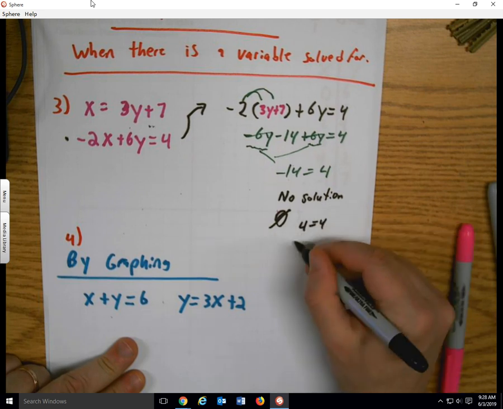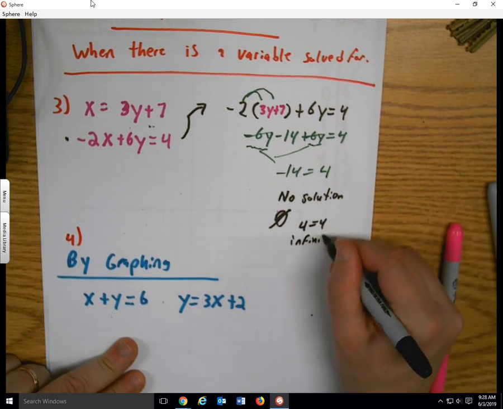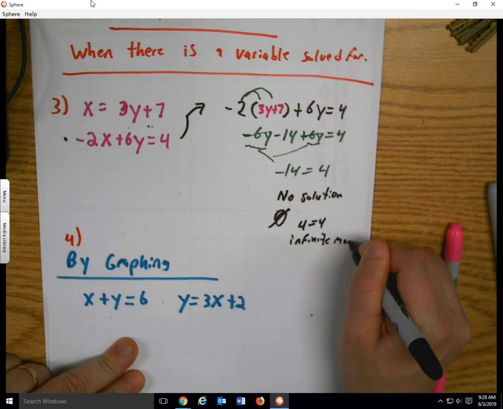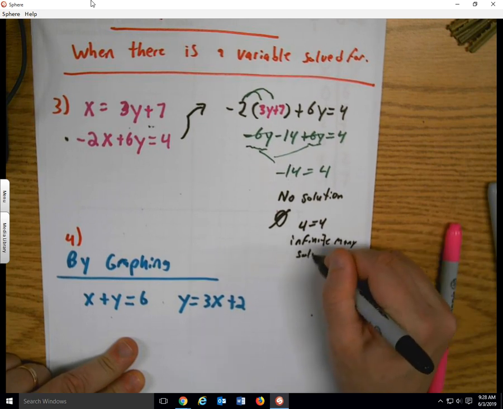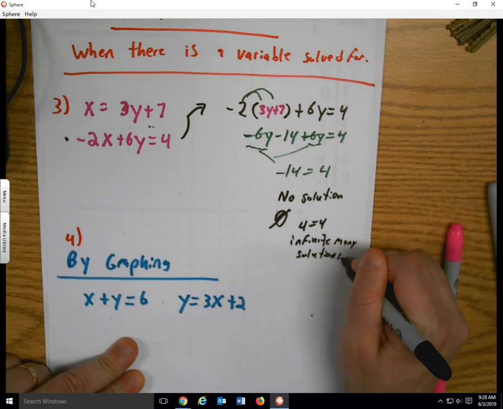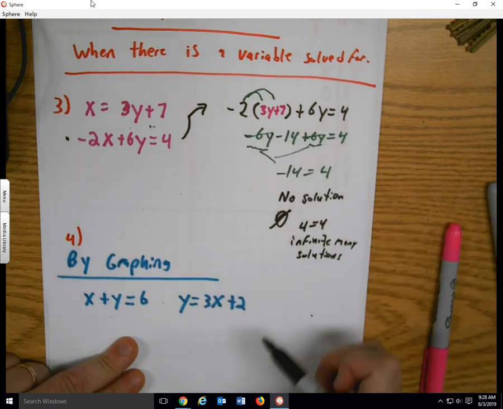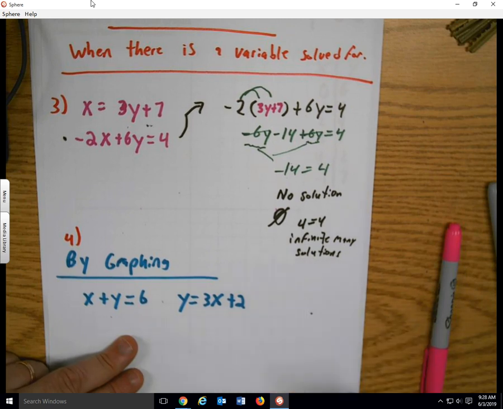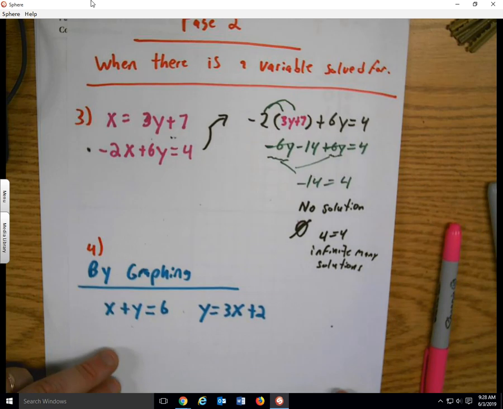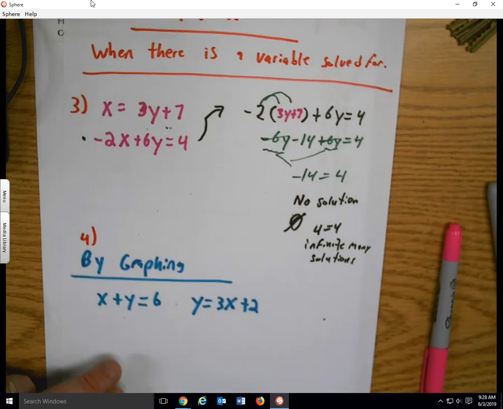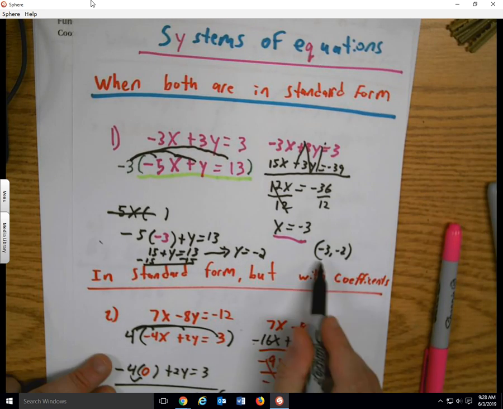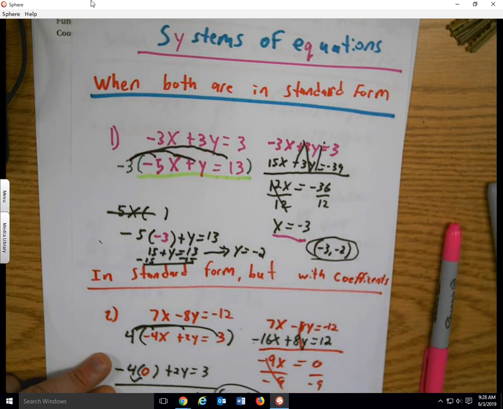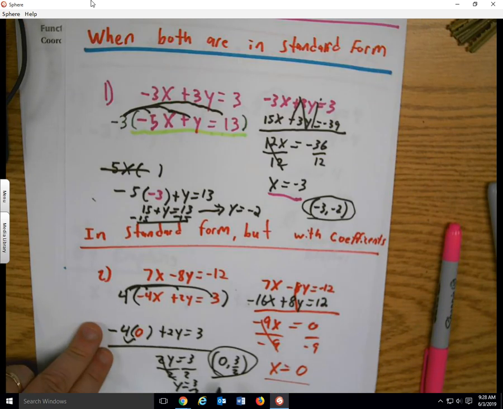Remember that if it had ended up being something like 4 equals 4, it would have been infinitely many solutions. Any value I put for x or y would work. There's no solution, there's infinitely many, and then there's what we typically get, which is one solution, which is what we did earlier. Anytime you get an answer of x and y, like we did here, that's the one solution.